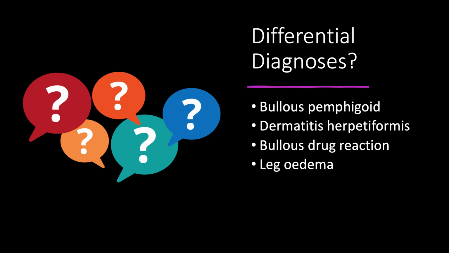So what are our differential diagnoses? What could this be? So there's a few possibilities. This could be perhaps bullous pemphigoid. He's in the right kind of age group for it. It could be dermatitis herpetiformis, so a sort of skin variation of celiac disease. He's got hypothyroidism, so he's got another autoimmune disease that could fit with them. He's taking a few medications, so this could be a bullous drug reaction, although from the history it doesn't sound like he's on any medication that's been started recently. And leg edema can cause blisters, and leg edema is common in older patients, so that's another possibility.